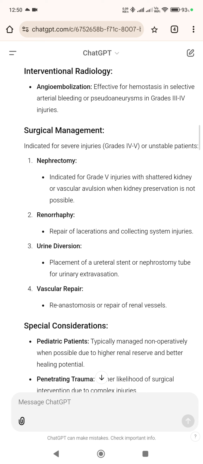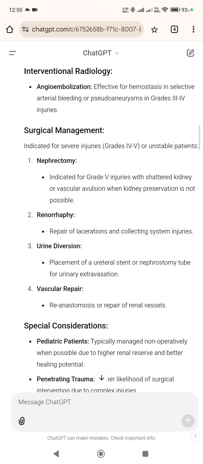Interventional radiology. Angioembolization: effective for hemostasis in selective arterial bleeding or pseudoaneurysms in grades 3-4 injuries. Surgical management: indicated for severe injuries, grades 4 to 5, or unstable patients.